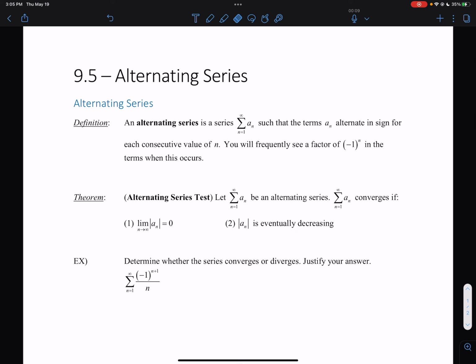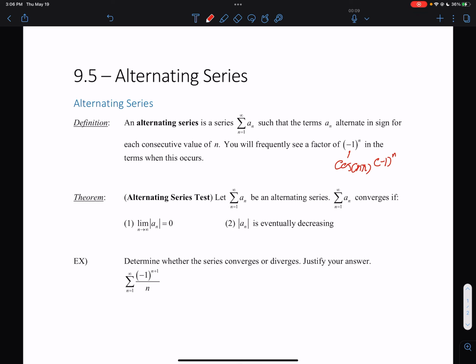An alternating series is a series, the sum from n equals 1 to infinity of a sub n, such that the terms a sub n alternate in sign for each consecutive value of n. You'll frequently see a factor of negative 1 to the n in the terms when this occurs. This is also the same as cosine of n pi. So if you see cosine of n pi, you could treat it as negative 1 to the n.